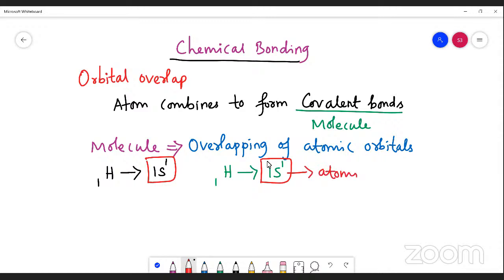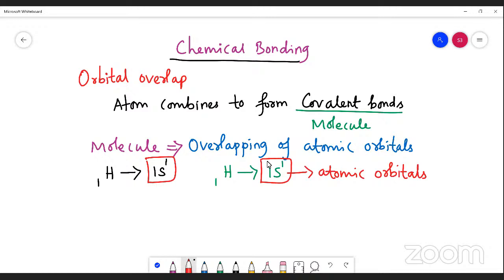So whenever atoms combine, the atomic orbitals should overlap. The atomic orbitals should overlap. Whenever these atomic orbitals overlap, we will get the formation of a covalent bond. Okay, so this is what is given. So the atomic orbitals of the combining atoms should overlap, and it forms a molecule. It forms a covalent bond.